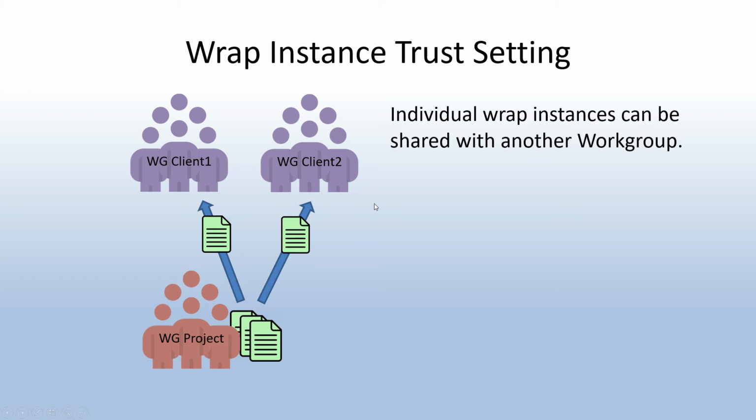In addition, within this project work group, we're going to take one of these instances of this wrap out, and we're going to trust that instance to the client. And we're going to trust another instance of that wrap to this client, because the client doesn't need to see everything.